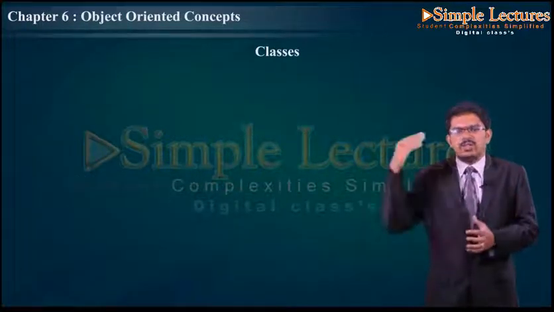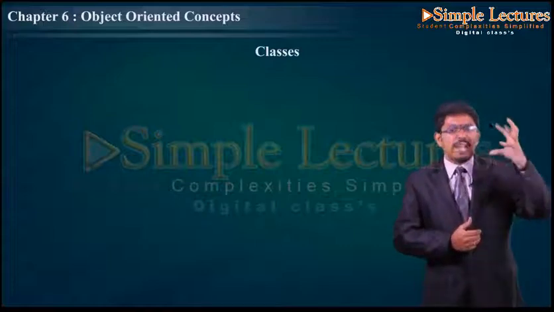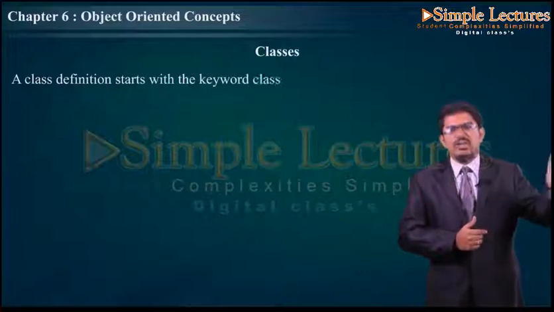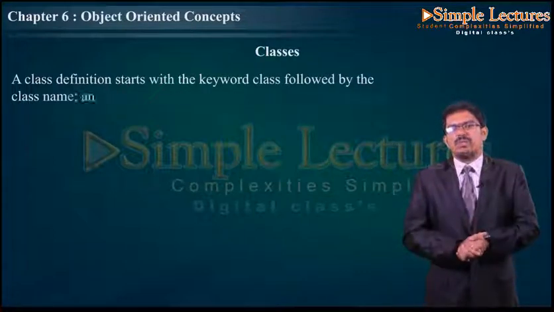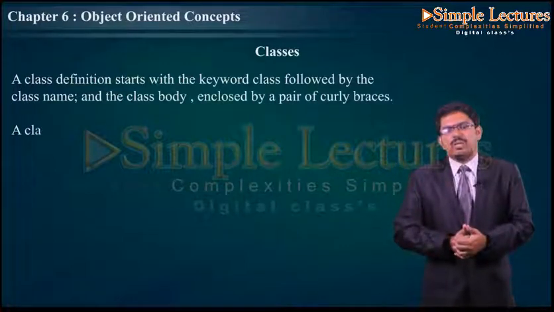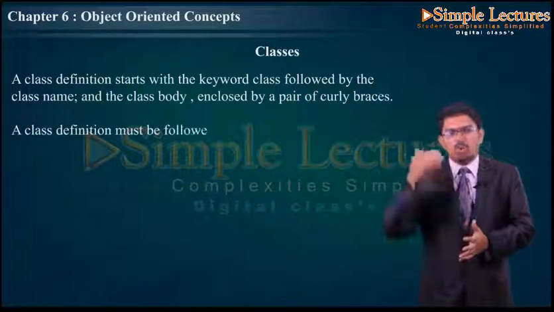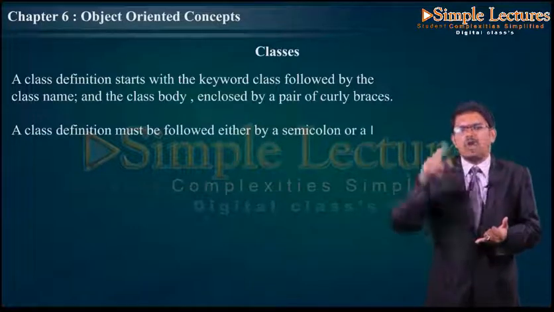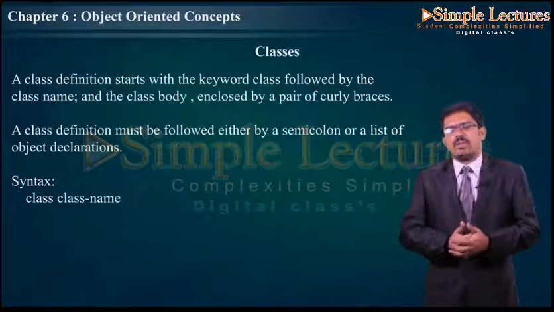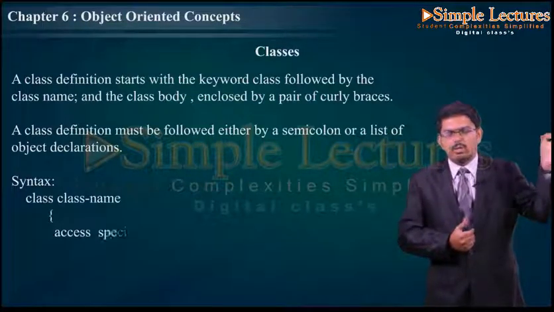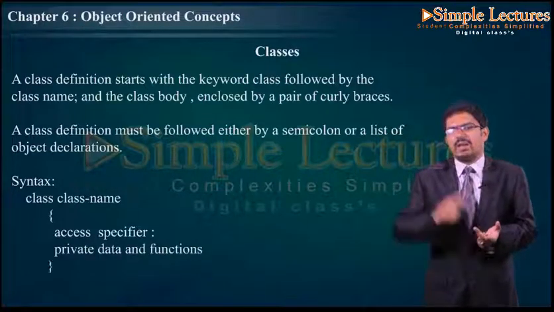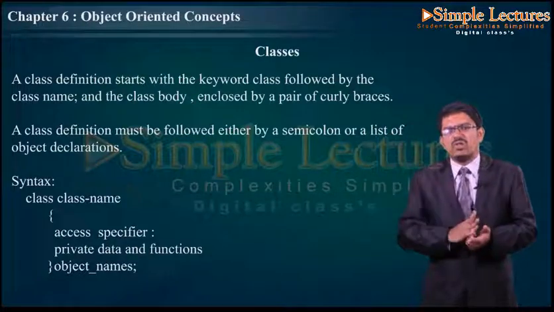Now, let's go for a class. A class consists of a class definition. A class definition starts with a keyword class followed by a class name, and the class body enclosed within a pair of braces. A class definition must be followed either by a semicolon or a list of object declarations. Let's go for a syntax. Class, class name, open the braces, access specifiers, private data and functions, close the braces, object name.